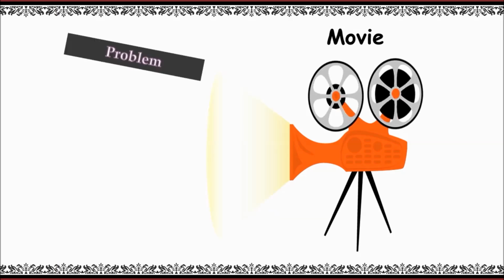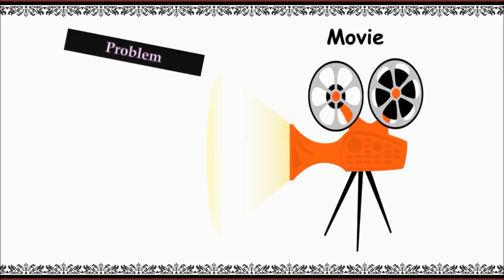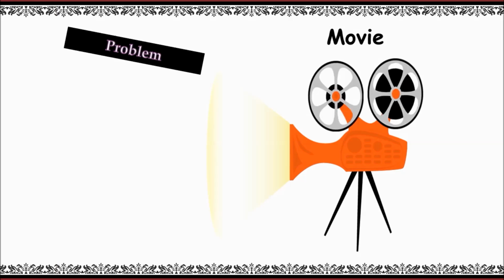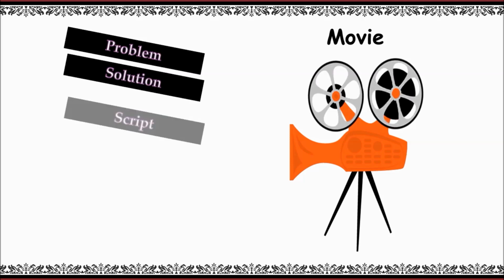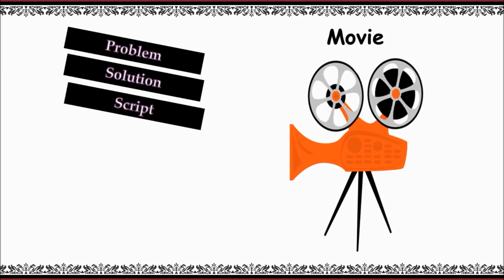So let's go ahead. The first step in a movie: problem. Each movie contains a problem. Next one, solution. That particular problem will have a solution. And the next one will be script. In the script, it shows how the problem is solved, with the help of a good narration and all.